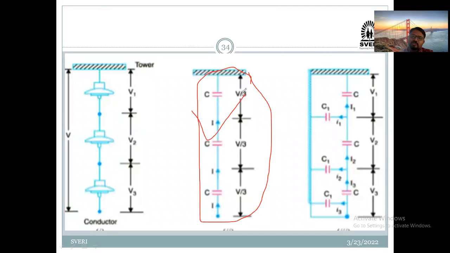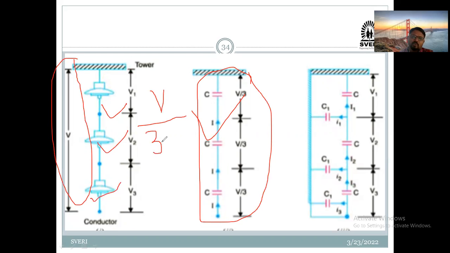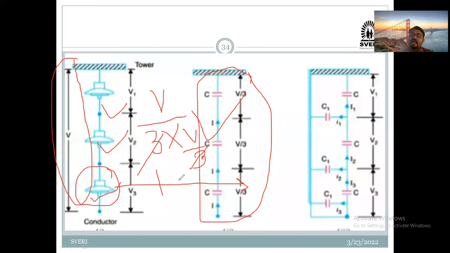First of all, the total voltage is V, divided by the total number of discs, which is 3, into the voltage across the disc nearest to the conductor. The voltage across that disc is V/3. This 3 will get cancelled, and V divided by V is nothing but 1. If I have to find the string efficiency in terms of percentage, I multiply it by 100. So it is nothing but 100%.